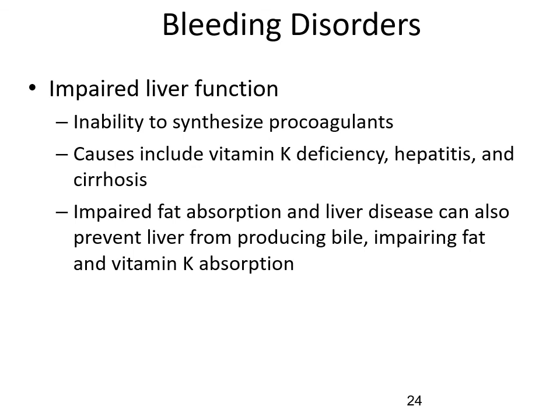Because the liver is important in producing proteins and these procoagulants, if you have impaired liver function, you don't have the ability to synthesize these procoagulants. And other causes can be vitamin K deficiency, hepatitis, which is a liver disease, and also cirrhosis of the liver. Impaired fat absorption, because vitamin K is fat soluble, that can cause a problem with absorbing this vitamin so that it can be used by the liver.